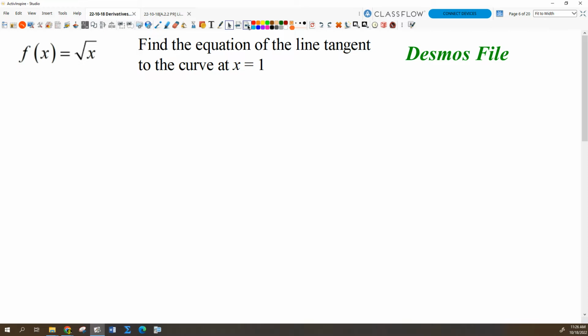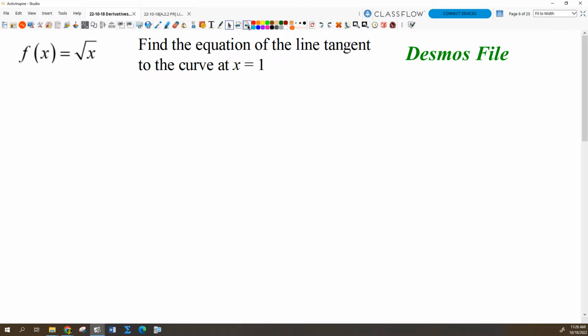So the point is easy. If my function is f of x equals the square root of x, and I want to find the point of tangency at x equals 1, well, what are the coordinates of the point that our tangent line is going to go through? In other words, what are the coordinates of the point of tangency? X is 1, what's y going to be? 1. How'd you get that? Plug it in. Yeah, right.